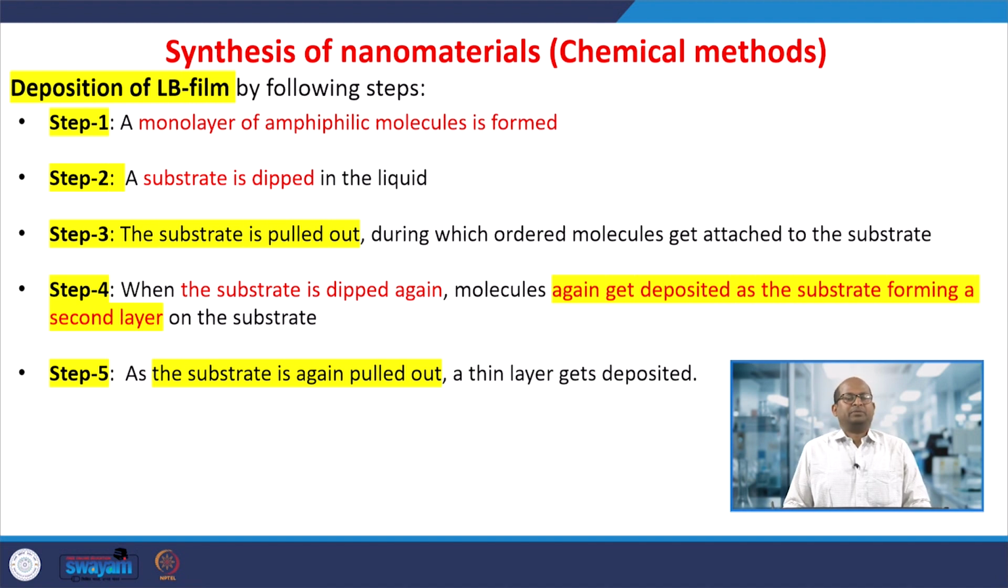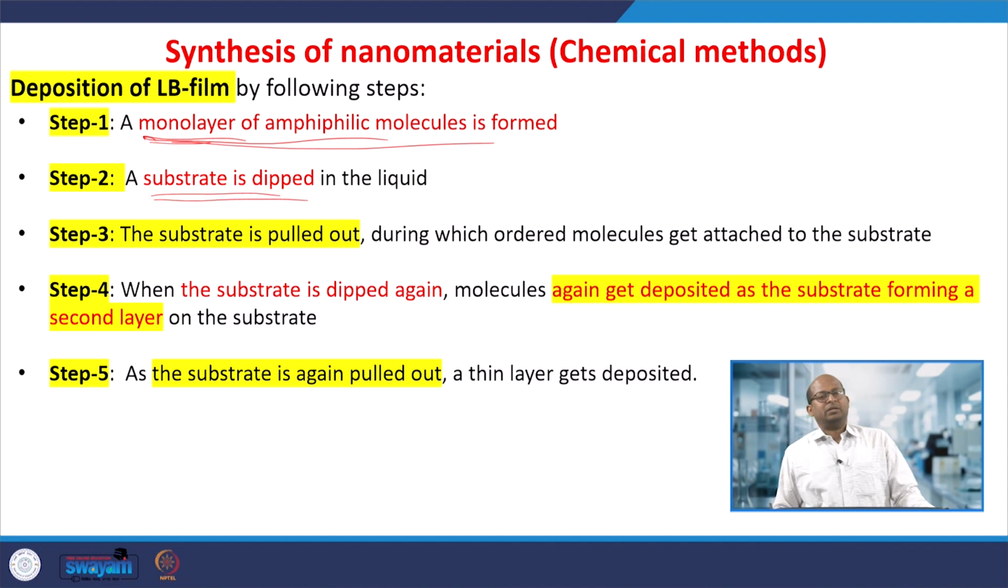Step by step, I will discuss how the film formation happens. Step one: the amphiphilic molecules are taken in a particular solvent, distributed in that solvent, and a monolayer formation occurs. The second step: a substrate is dipped into the liquid where the amphiphilic monolayer is present. Once the substrate is dipped into that solution, it is pulled out. Once it is pulled out, the amphiphilic molecules are attached to the substrate surface.